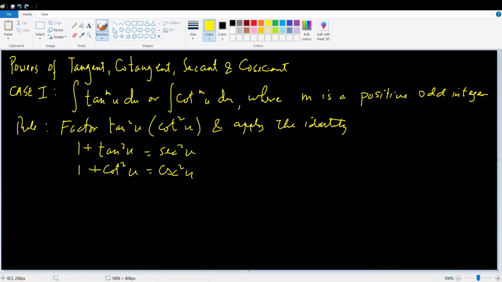We factor tangent squared and replace it by secant squared minus 1. So tangent squared u will be transformed to secant squared u minus 1. And this one, cotangent squared u, will become cosecant squared u minus 1.